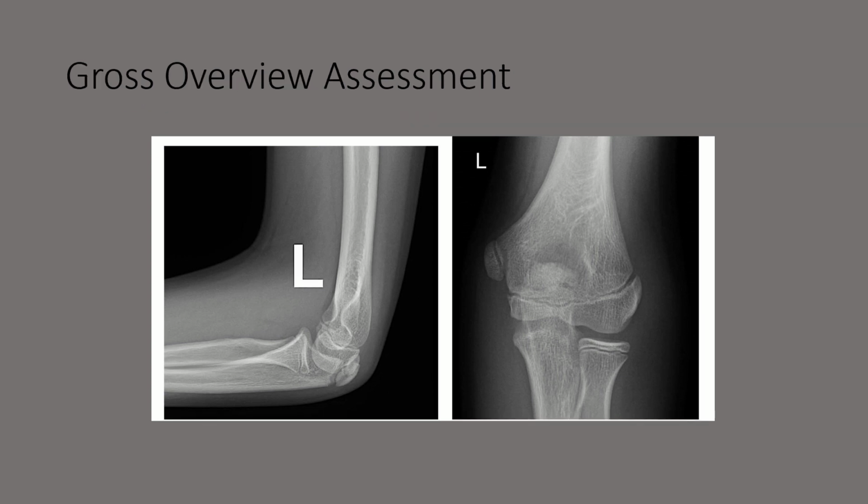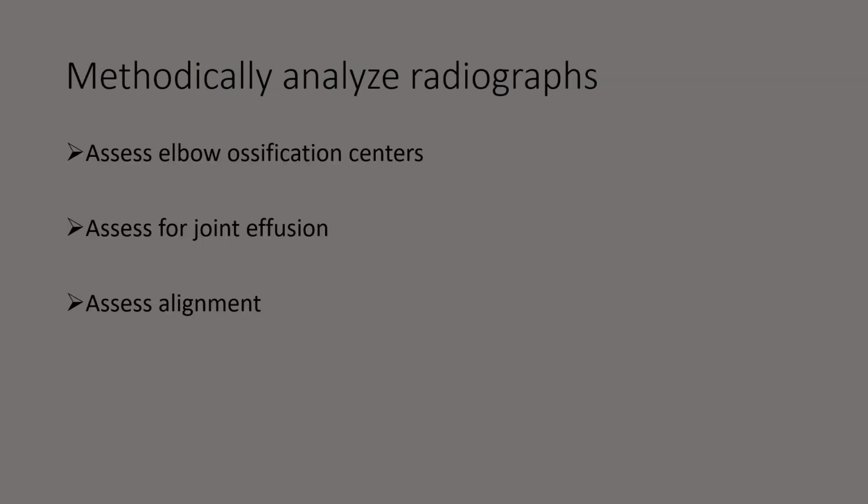Next, gross overview assessment. To assess for gross fracture, gross malalignment, and gross soft tissue injury. Next, methodically analyze radiographs, assess elbow ossification centers, assess for joint effusion, assess alignment.